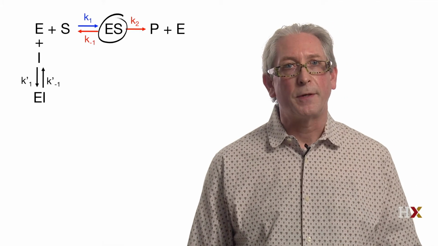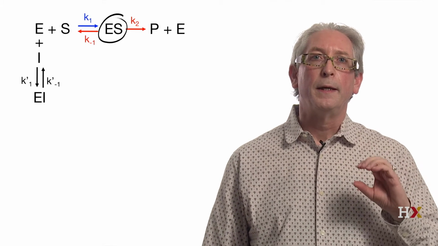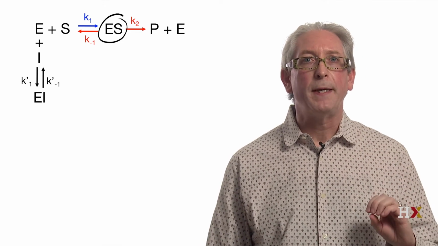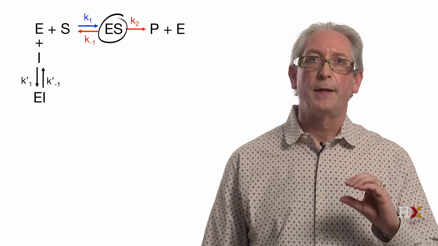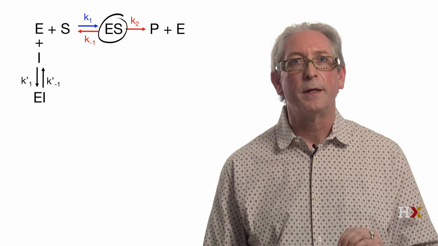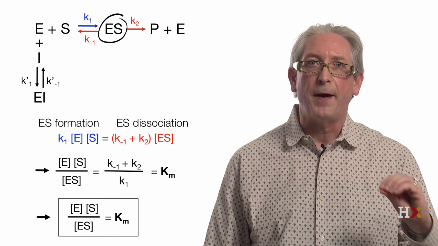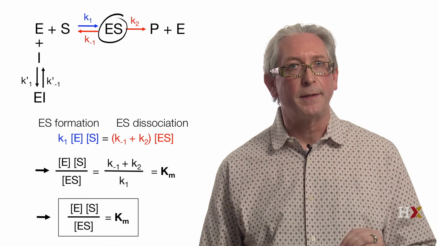Let's try to demonstrate that. If you remember, we've defined Km as being the concentration of E, the free enzyme, times the concentration of substrate over the concentration of enzyme substrate. And we've defined that based on steady state conditions.